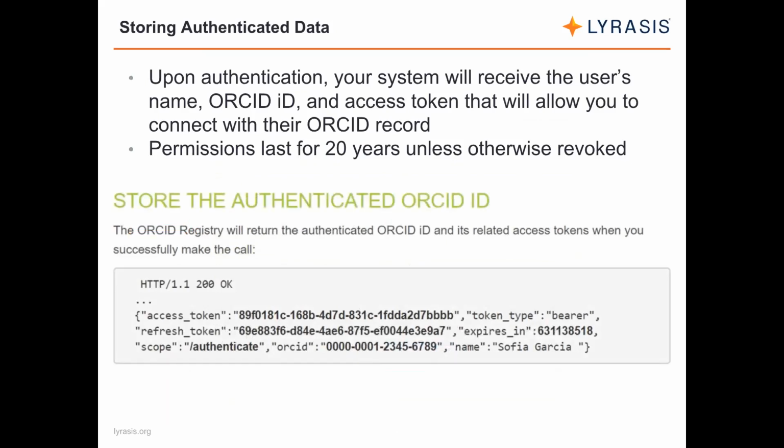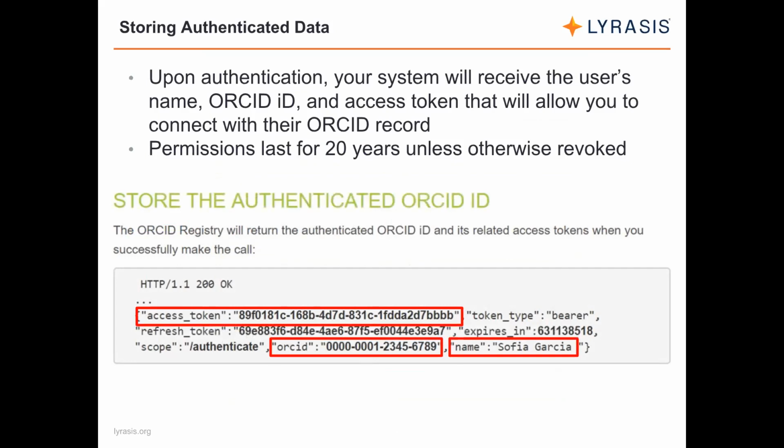Once the researcher clicks Authorize, your system will receive back a handful of data that needs to be stored securely, including the individual's name, their ORCID ID, and an access token that will be used by your system in the future to read or write data within their ORCID record. As I mentioned, permissions remain in place for 20 years unless revoked by the researcher or by your institution. Once you have these permissions, you can then use the API to benefit from and contribute to the greater ORCID ecosystem.